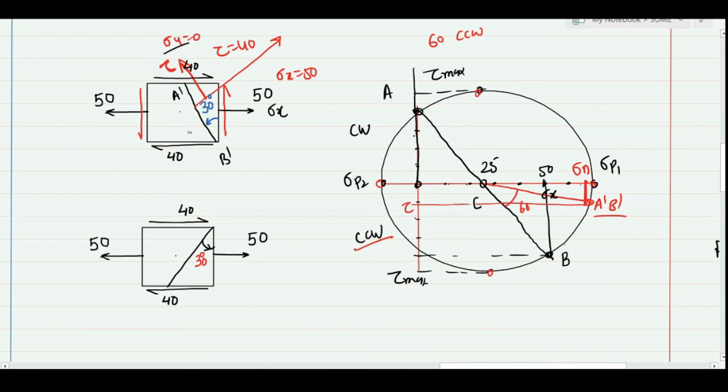For the same problem, if I have to find the stresses on an oblique plane which is at 30 degrees but with clockwise rotation from this vertical side. In our convention, we always measure our angle from the vertical line. So for the given plane, the angle which we will consider for our Mohr circle will become 180 minus 30 degrees, that is 150 degrees. So for the Mohr circle, I have to make an angle of 2 into 150, that is 300 degrees in the counterclockwise direction from my reference line.